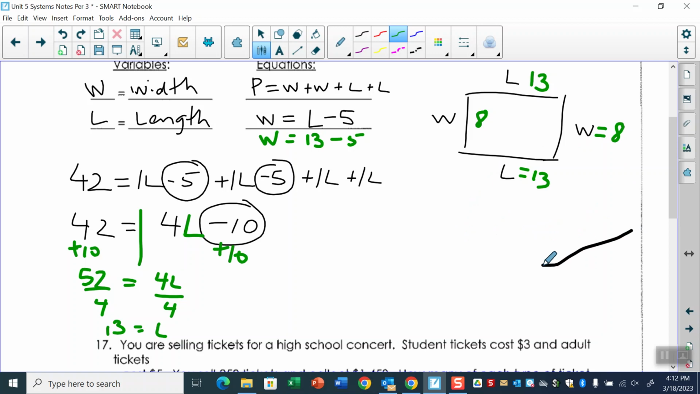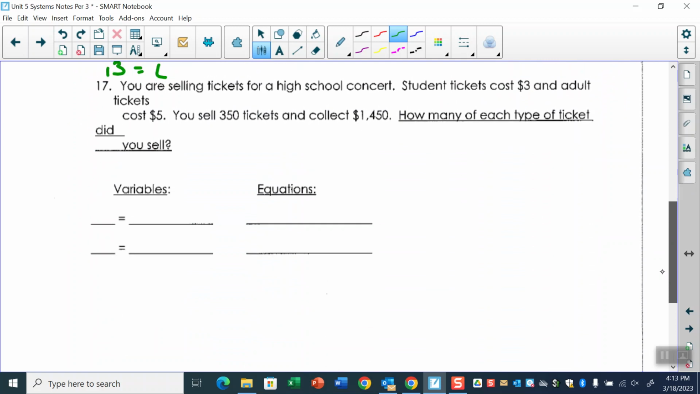Okay, I could put down here 8 plus 13 plus 8 plus 13 is 42, right? That's what the perimeter is. And then 42 equals 42. So I know we did it right here. Okay, that was an extra credit problem on the test.